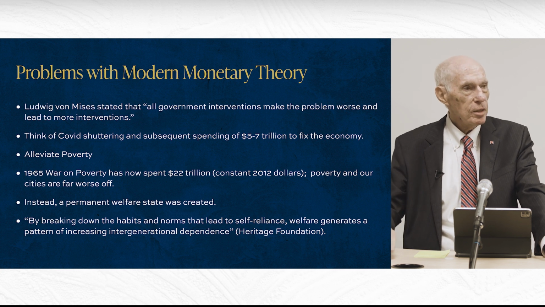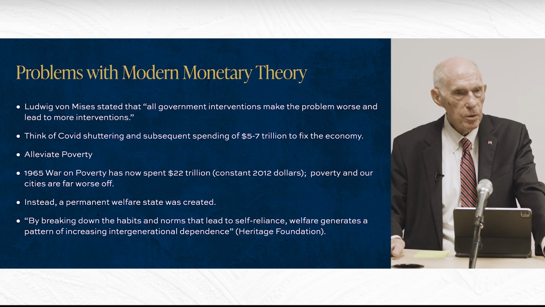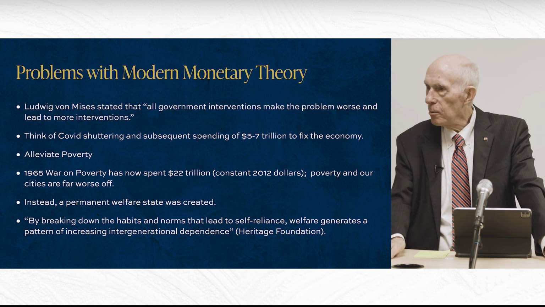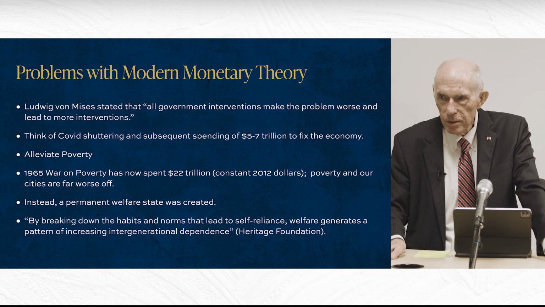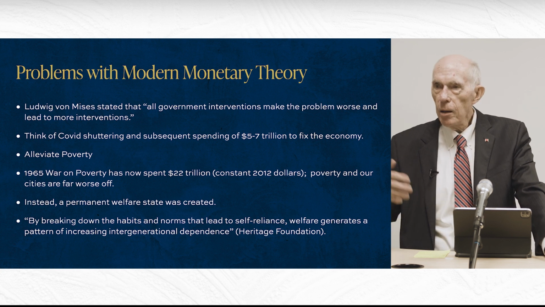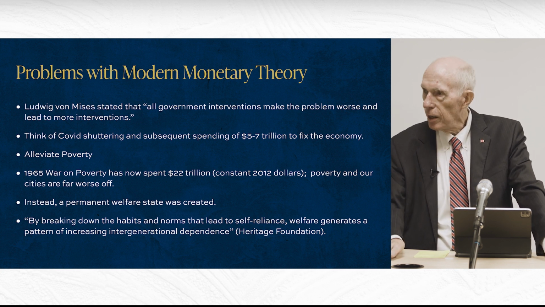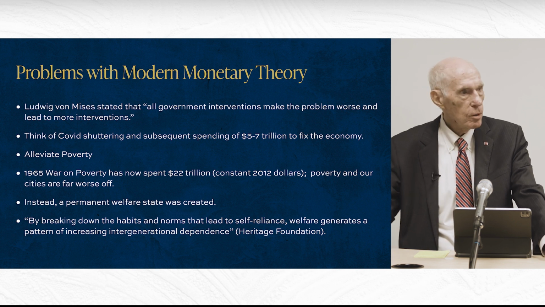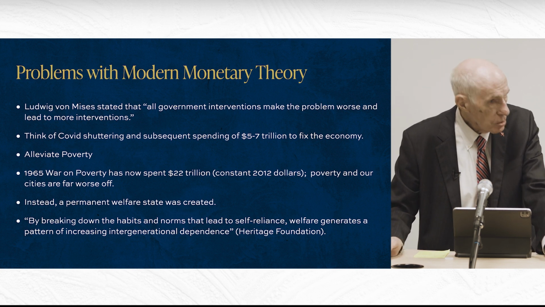So let's think of recently, COVID. So we had an intervention. We're going to make everybody stay home. We're going to close all the schools. We're going to close the churches. And what happened? We had 20% unemployment overnight. People just lost their jobs overnight because of this intervention.